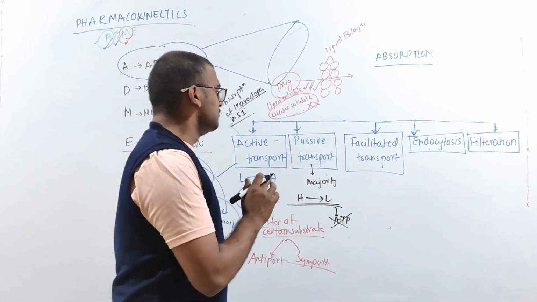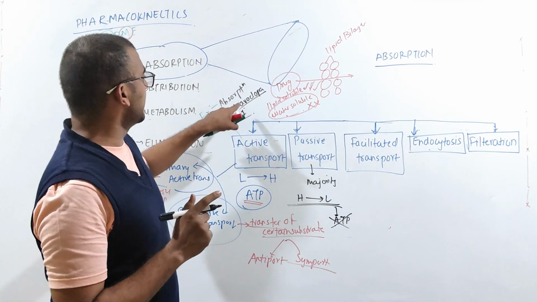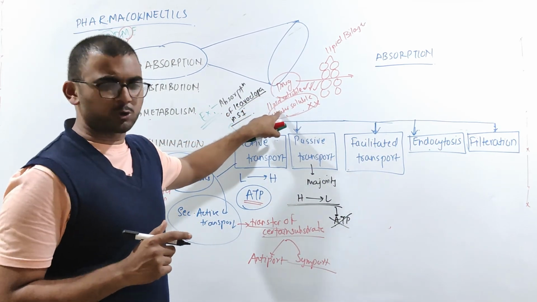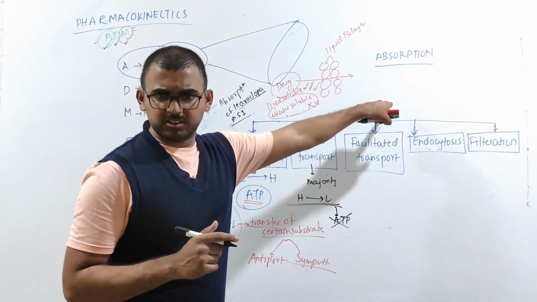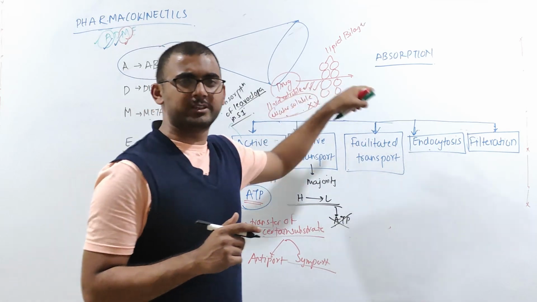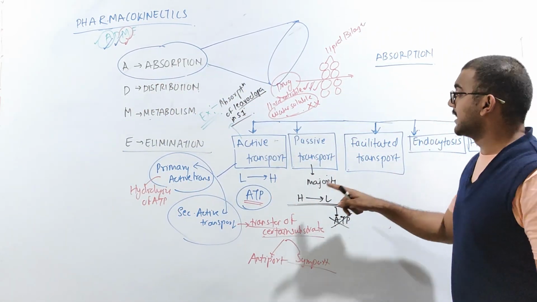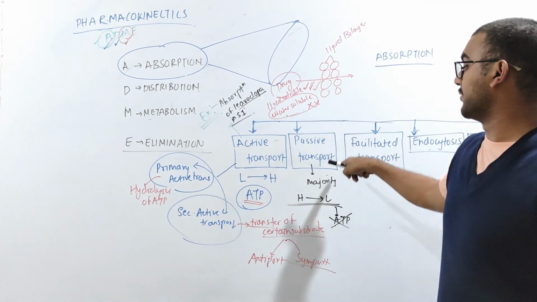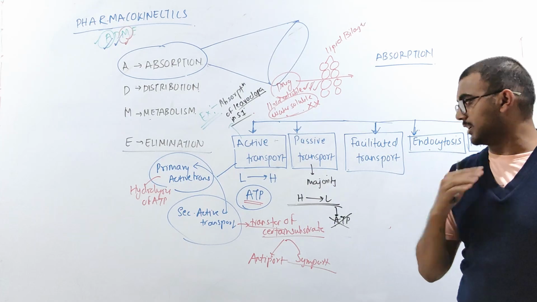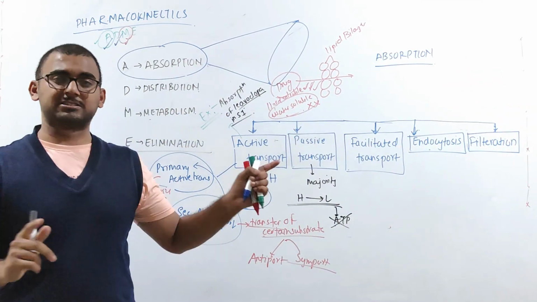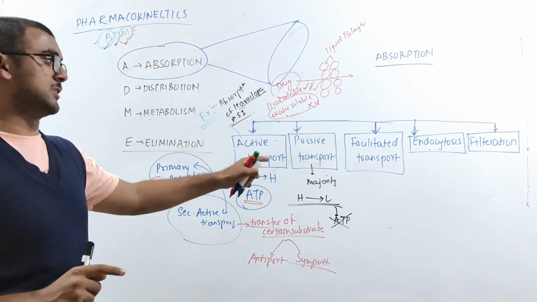So what type of drugs? Majorly, if we talk about lipid soluble drugs, they can be easily transported because both are lipids. So the majority of the lipid soluble drugs are going to get absorbed with the help of passive transport. I hope it is clear up to here: active transport and passive transport.